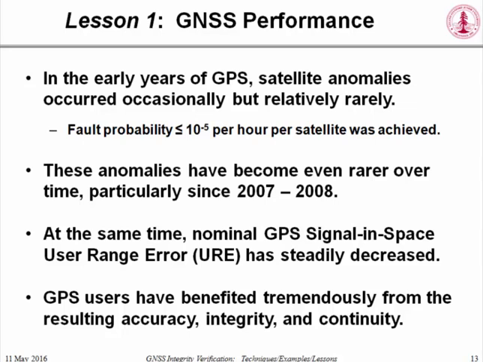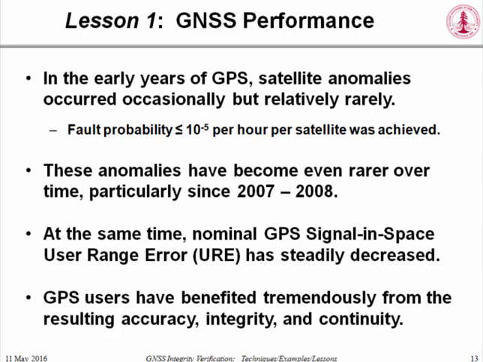Since 2007-2008, when the master control segment was updated, these anomalies have become rarer. In particular, GPS clock failures have become rarer. This was mentioned in the talk yesterday about the history of spaceborne clocks. Before 2007, this probability was dominated by satellite clock failures. Now they're much rarer, and so it's quite rare to see any kind of anomaly that's not immediately alerted to you. At the same time, nominal user range error in GPS has steadily decreased.